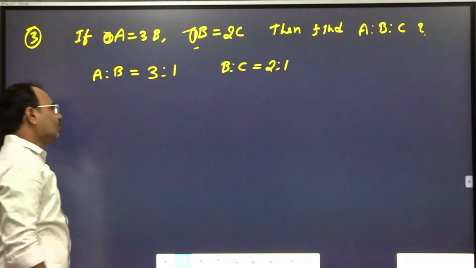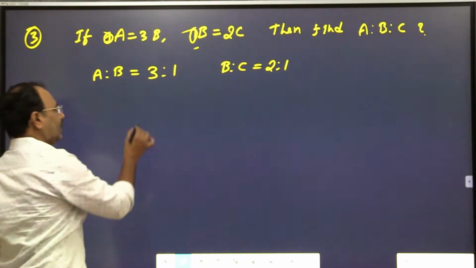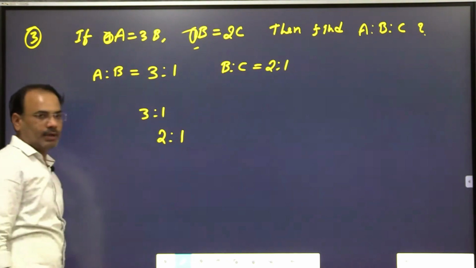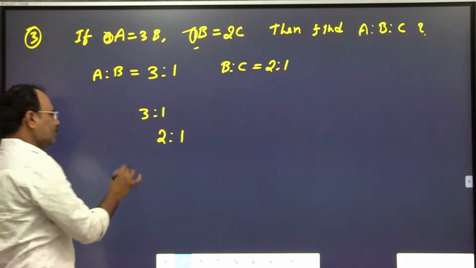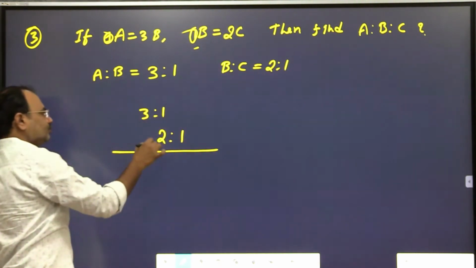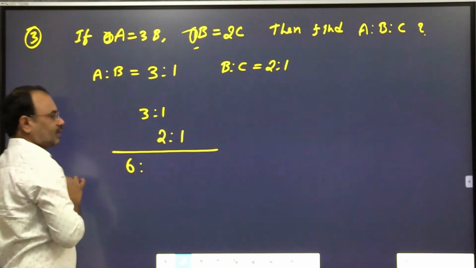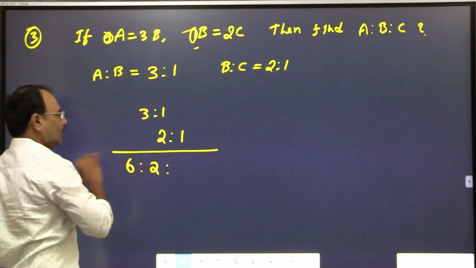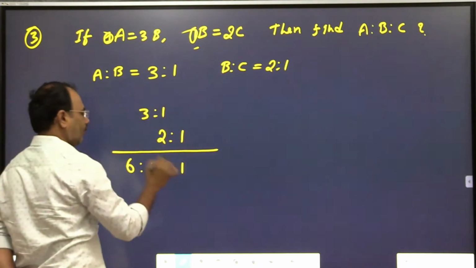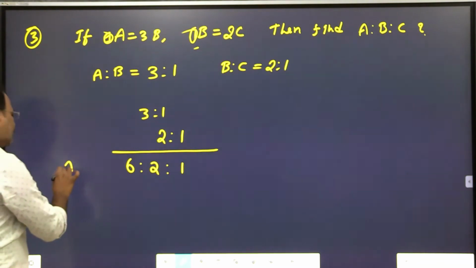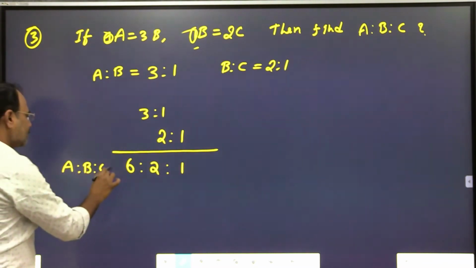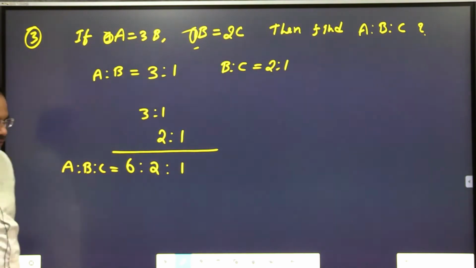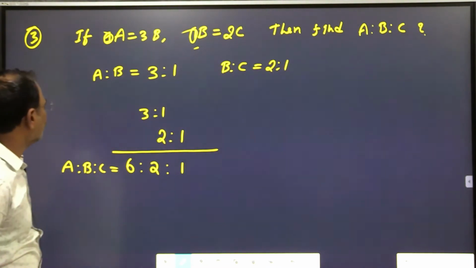So by using working rule 1, you can find a is to b is to c directly. So 3 is to 1 and 2 is to 1. So working rule 1 use చేస్తాం. So 3 into 2, 6. First term, second term, 1 into 2, 2, last term, 1 into 1, 1. So this is a is to b is to c. A is to b is to c is equal to 6 is to 2 is to 1.